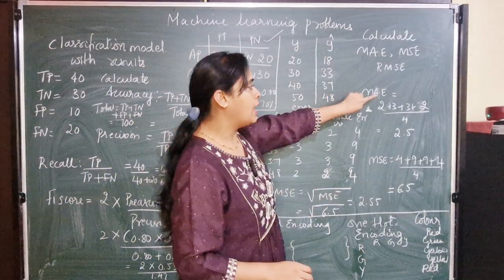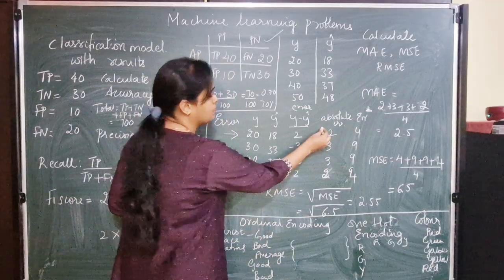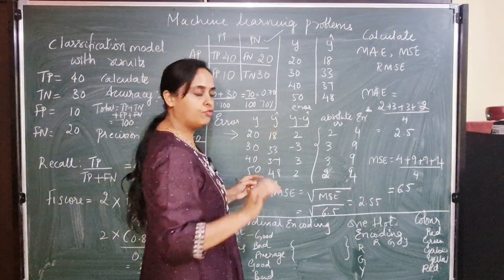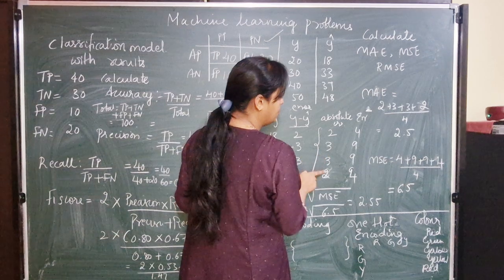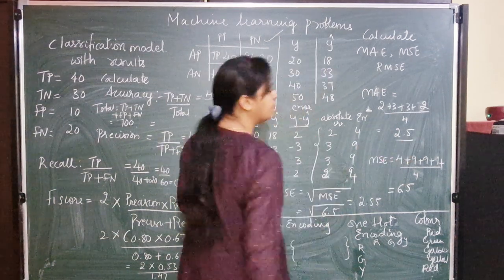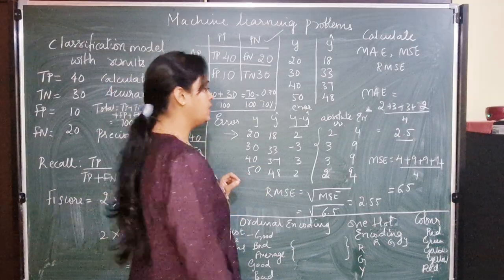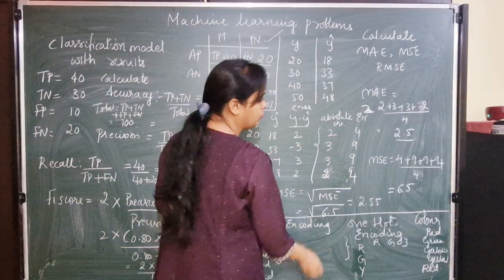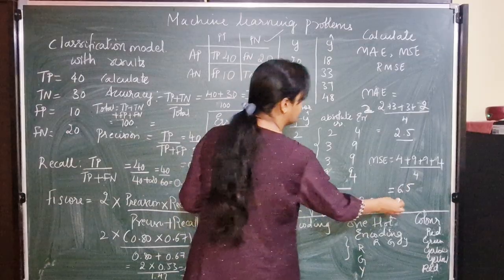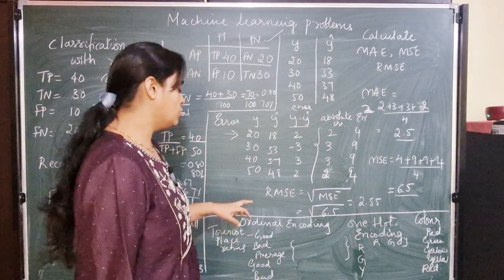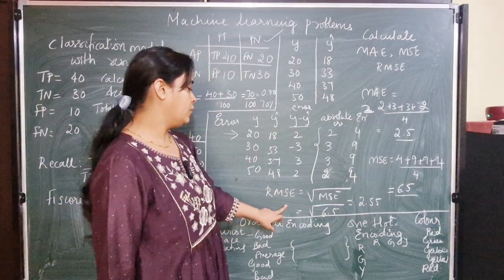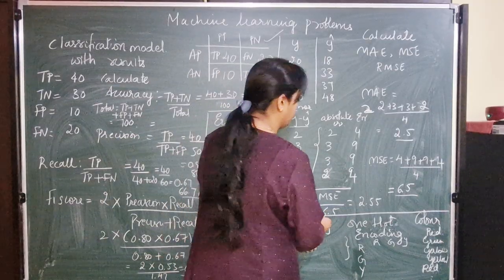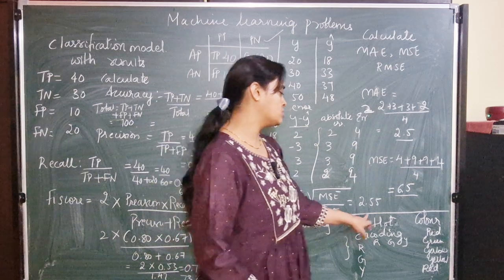Now, mean absolute error. Add all the absolute errors and divide by the total number of values. Total number of values given is 4. Therefore, 2 plus 3 plus 3 plus 2 divided by 4, which is 2.5, is the mean absolute error. Next is mean square error. Whatever squared errors we computed, add all these and divide by 4. This 4 plus 9 plus 9 plus 4 divided by 4 gives us 6.5. Next, root mean square error is nothing but the square root of MSE. The square root of 6.5 is 2.55.